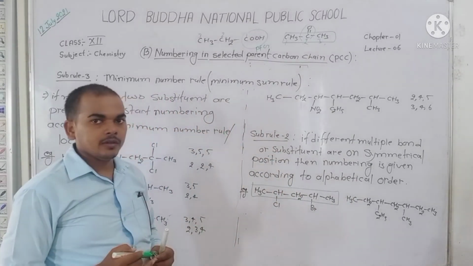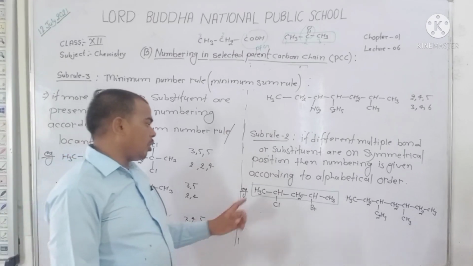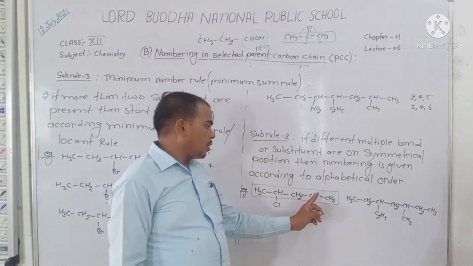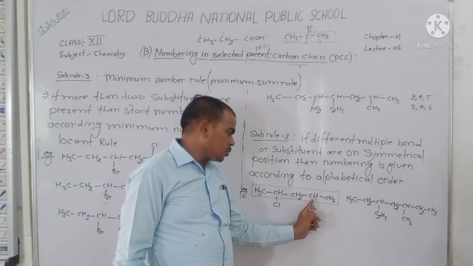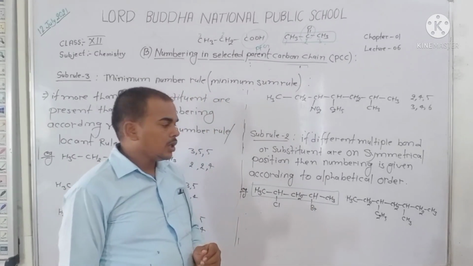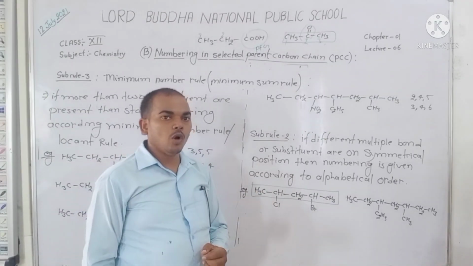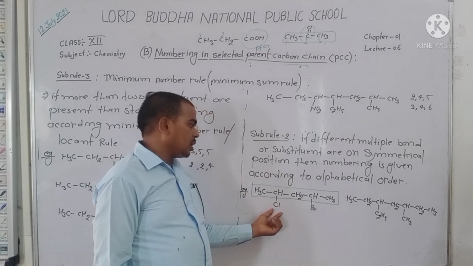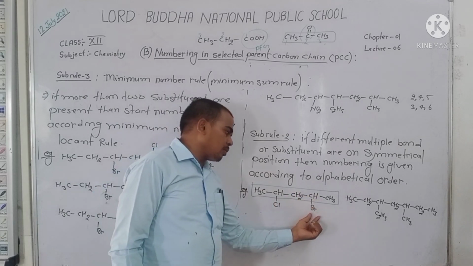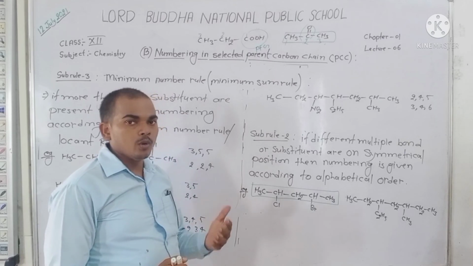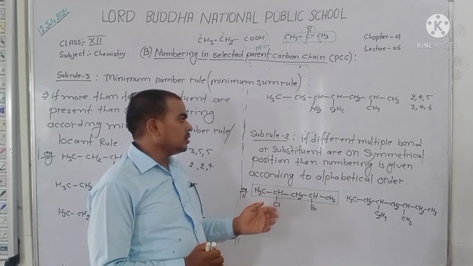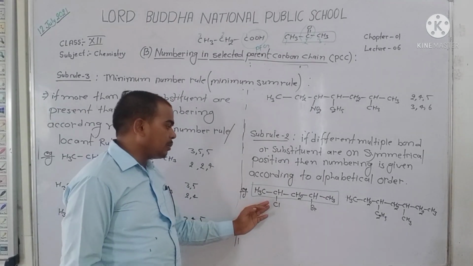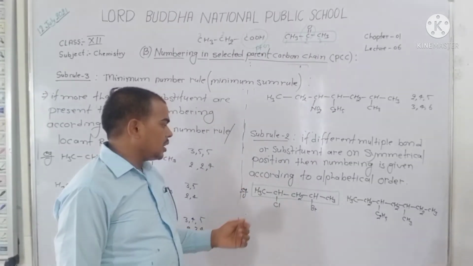Here is the PCC. If you count from here, 1, 2, fluorine gets the second position. If you count from here, 1, 2, bromine gets the second position. In this example, you observe the substituents fluorine and bromine both attain the second position, or symmetrical position. Same position means symmetrical position.